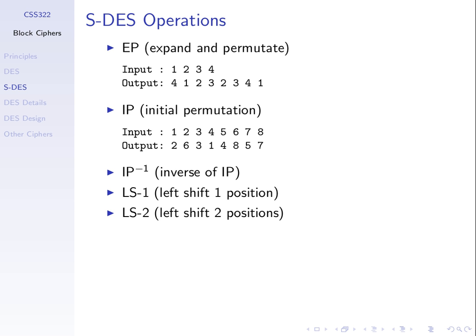Next one's the easiest one. 3 doesn't move. 4 is in the 5th position. It needs to move to the 4th position. So what have we got? 5. 5 is in the 7th position. So the 7th bit needs to move to the 5th position.